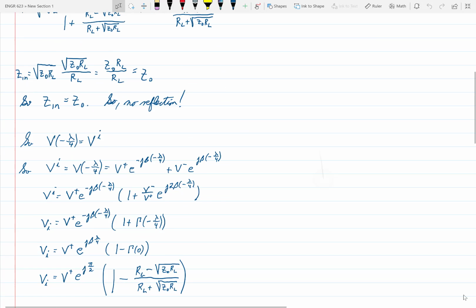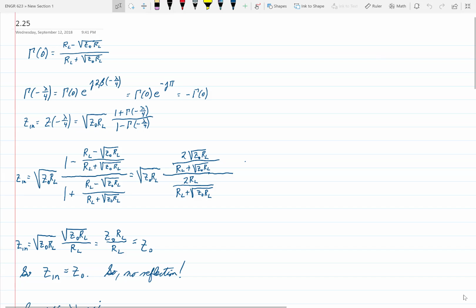So let's see how this goes. Some of this problem is a little tedious algebraically, and we won't worry too much about those details, but the first part is definitely important. So in this case, we have gamma at the load is equal to, as usual, RL minus the characteristic impedance of the line, square root of Z naught RL, over RL plus the characteristic impedance, and that is gamma at 0.